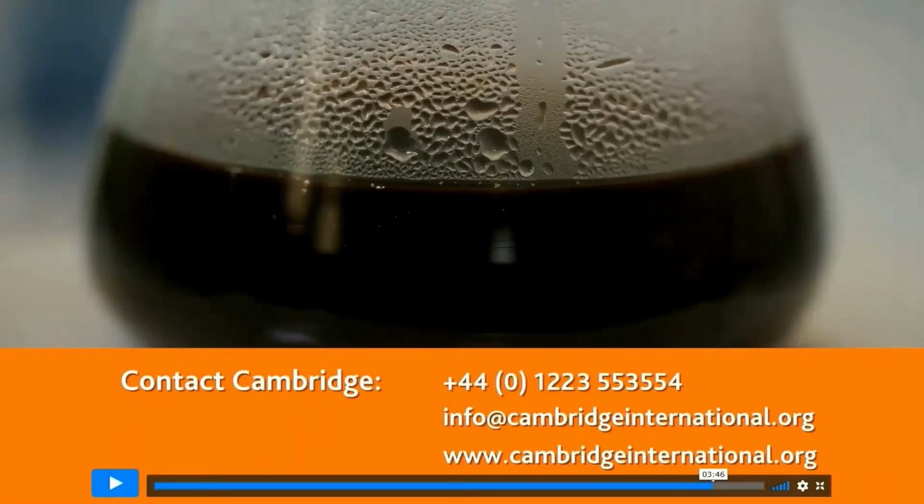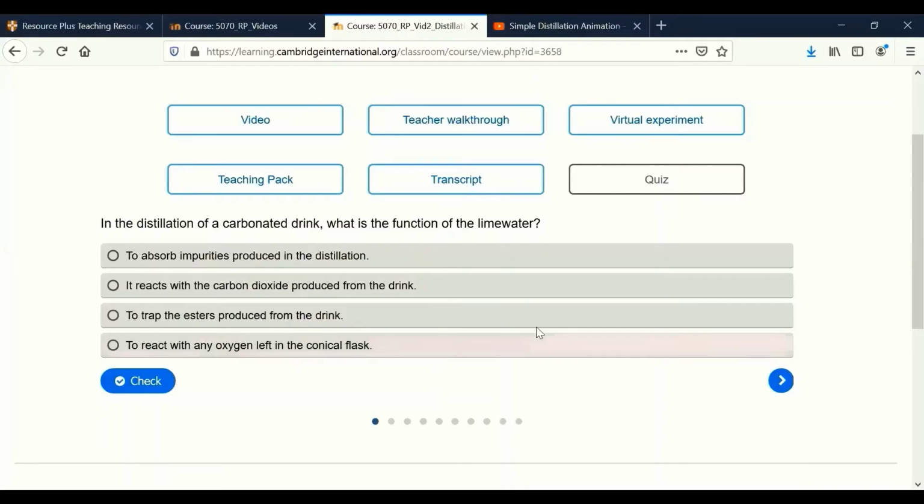Now let's have a look at some questions. The very first question we will be looking at is, in the distillation of a carbonated drink, what is the function of the lime water? To absorb impurities produced in the distillation, it reacts with the carbon dioxide produced from the drink, to trap the esters produced from the drink, or to react with any oxygen left in the conical flask.